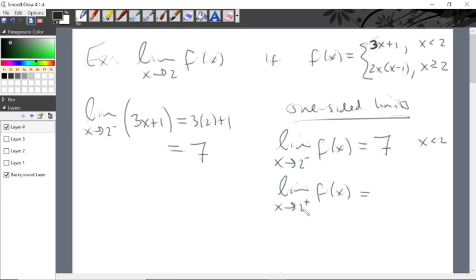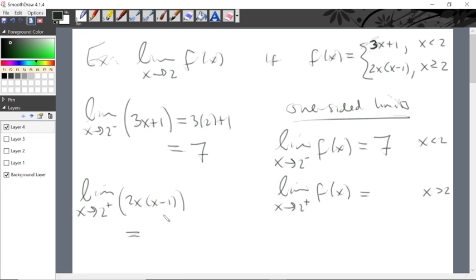The limit as x approaches 2 from the right of f of x, that means that x is now greater than 2, not equal to 2, right? We're in a limit. If x is greater than 2, then we must be on this piece, 2x times x minus 1. So when we run that limit as x goes to 2 from the right of f of x, it's the same as the limit as x goes to 2 from the right of 2x times x minus 1.